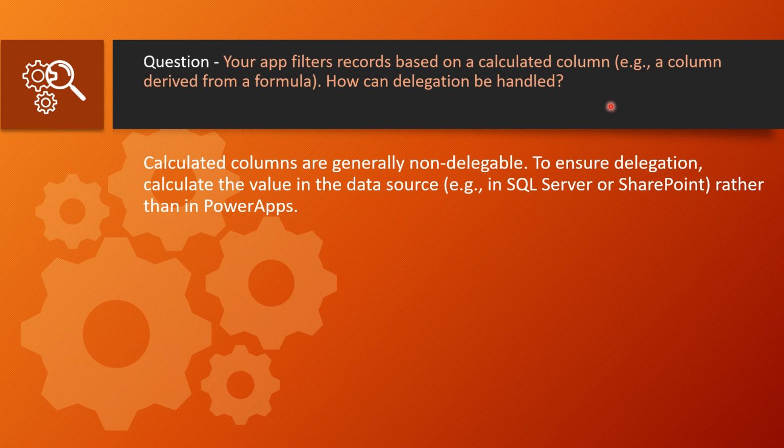Your app filters records based on a calculated column. A calculated column is nothing but data derived from a formula. And how can delegation be handled here? Calculated columns are generally non-delegable. To ensure delegation, you need to calculate the value in the data source, for example SQL or SharePoint, rather than in Power Apps.